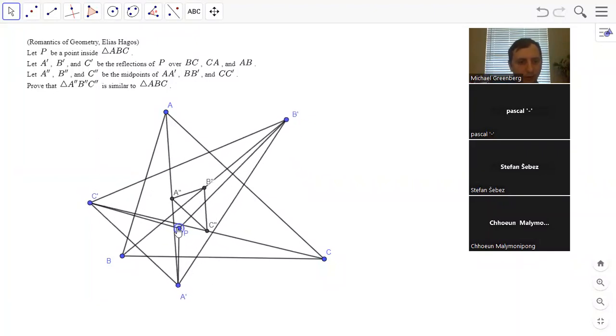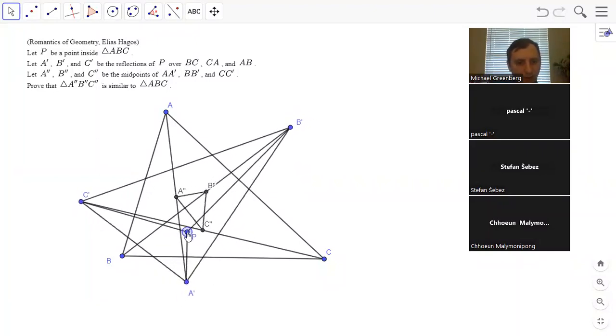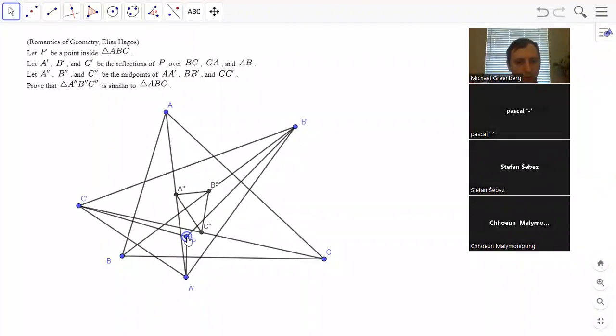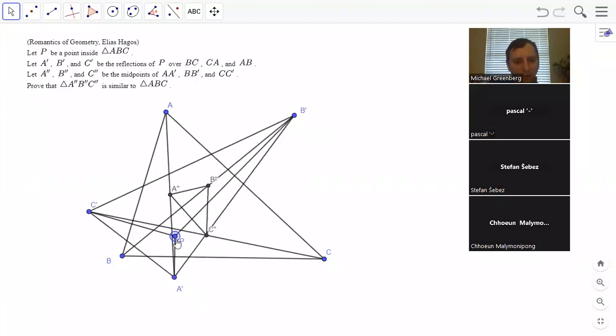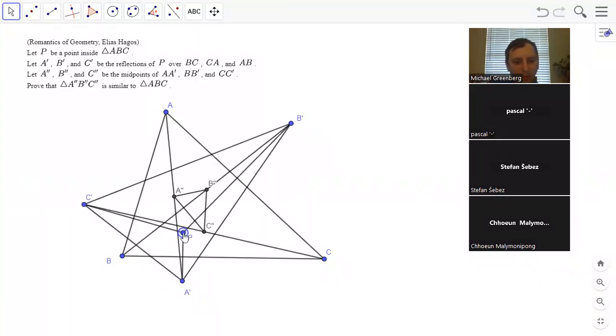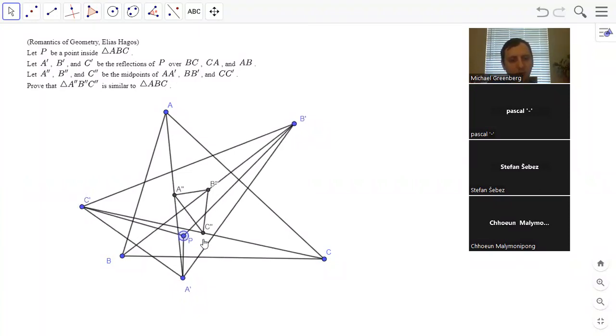Because this is not similar. Yeah, they are oriented differently. That's why. A prime, B prime, C prime. Oh, I got tricked. I was thinking A double prime is, yeah, they're not oriented the same. But maybe we could do some kind of reflection to make them. Yeah, maybe we reflect and then do the gliding principle.